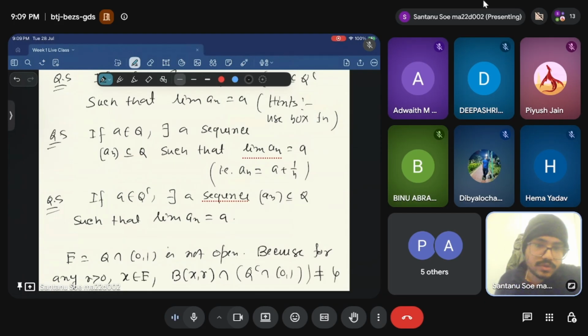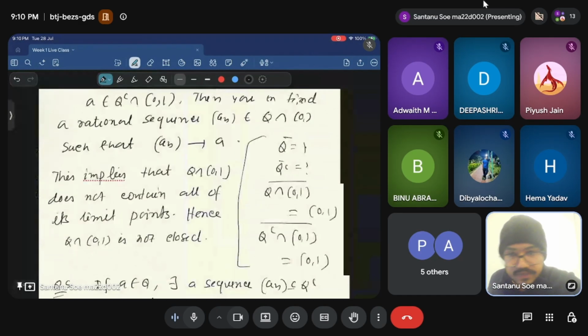Okay, so it means that if you take any rational number or any element from E, then for any ball you will always have an irrational number from (0,1). So that's why the intersection is becoming non-empty. That means that B(x, r) will not be a subset of E, so E is not open. And this is also coming from the definition of denseness.